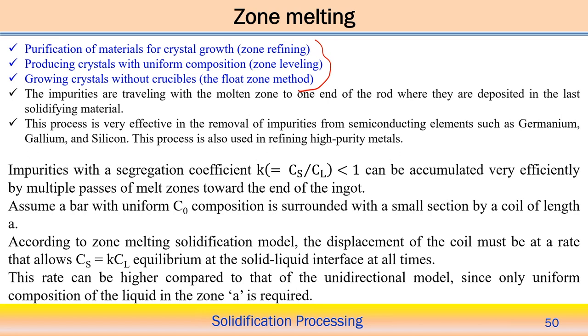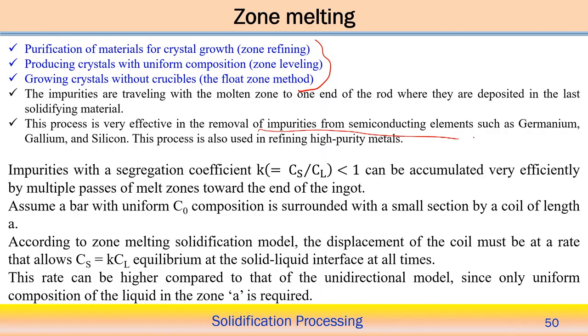Now, of course, impurities basically travel with the molten zone. When you create the molten zone, the impurities are collected at one particular position. During solidification, when the liquid phase changes to the solid phase, the impurities stay in the molten zone. That is why impurities travel with the molten zone from one end of the rod to the last end, where all the impurities are actually deposited. This is the principle of the zone melting operation.